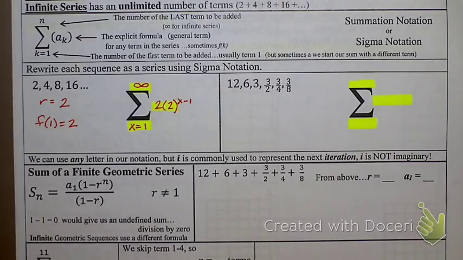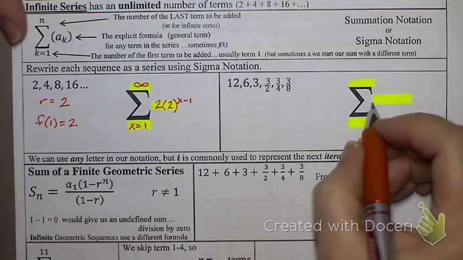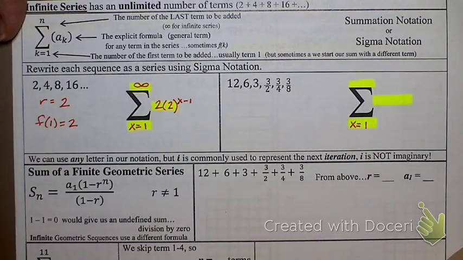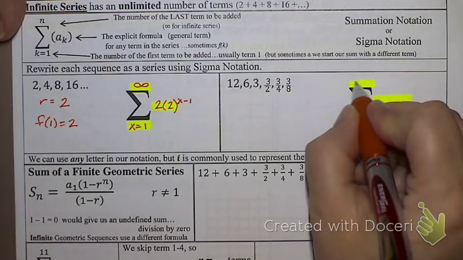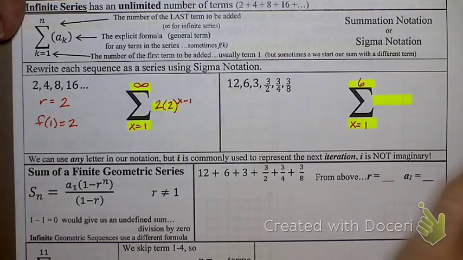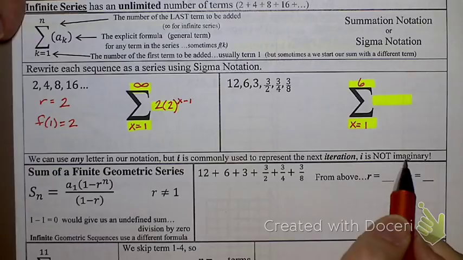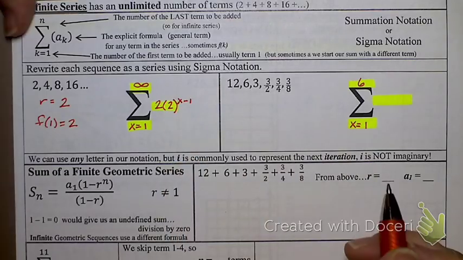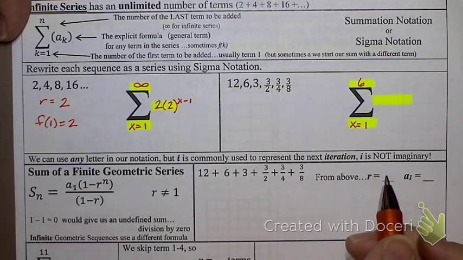All right. Let's look at this guy. What goes on the bottom? X equals 1. What goes on the top of this one? Why'd you get 6? 6 terms. 1, 2, 3, 4, 5, 6. Now I got to find my R value. Not quite as easy, is it?